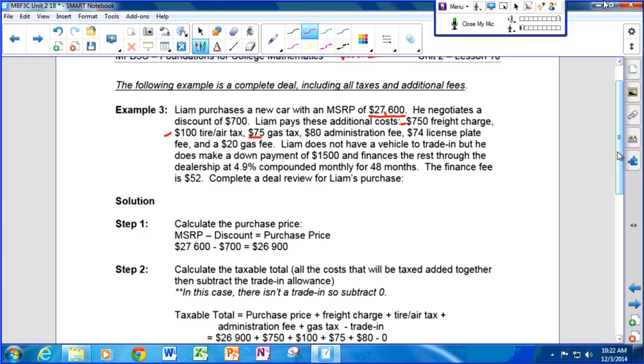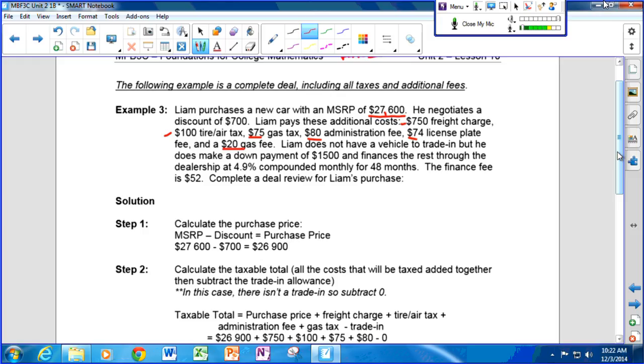And as I mentioned before, it's pretty much any vehicle except the sort of vehicle you can drive in downtown Toronto, a little tiny car that maybe fits you and one of your young cousins. You don't pay the tax on that, but any vehicle we would drive in the north is probably going to have that tax on it. It just has to do with fuel efficiency. And then an $80 administration fee, $74 license plate fee, and a $20 gas fee. That's for probably a couple of liters of gas.